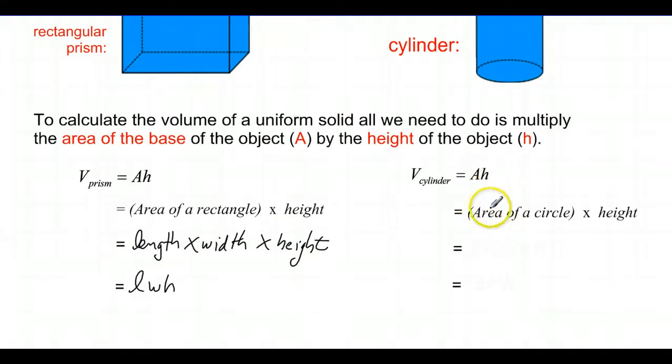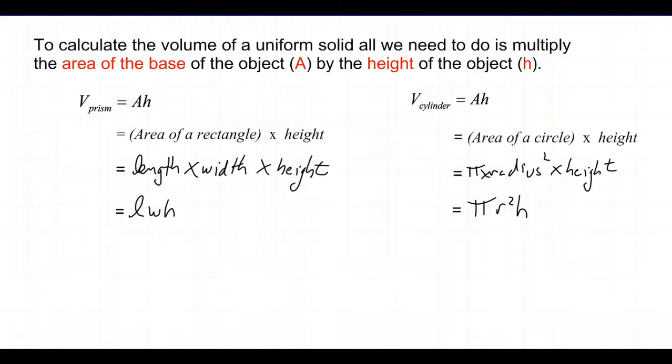Volume of a cylinder is again the area of the base, but this time that's the area of a circle times the height. The area of a circle is pi times the radius squared, times the height. And we're not going to use words, so we're going to use our symbols. So we have pi r squared h. So the volume of a cylinder is pi r squared h.